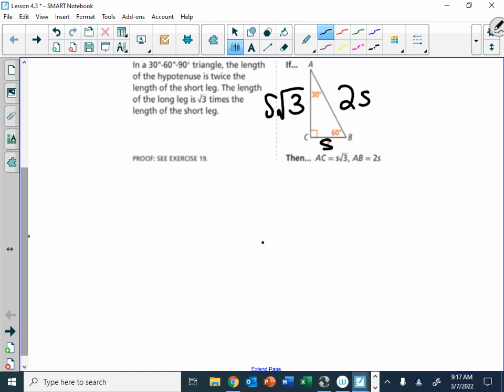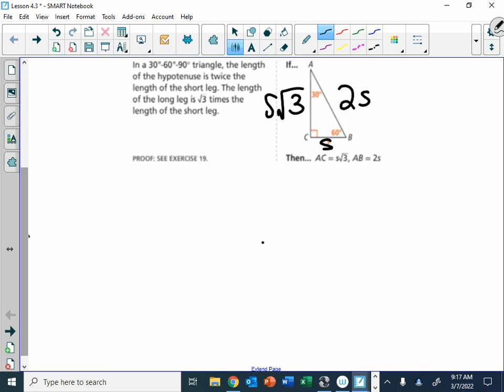So your shortest side is S, and that S is always across from the 30-degree angle. The other leg is S times the square root of 3, and your hypotenuse is 2S. You must know these. You need to know them by heart. You've got to know them for your test. Otherwise, you can't do these problems.